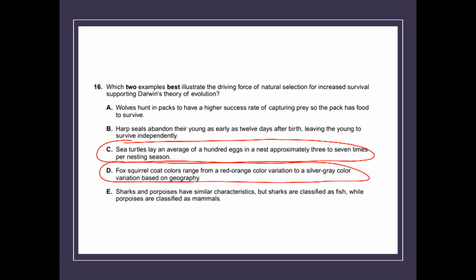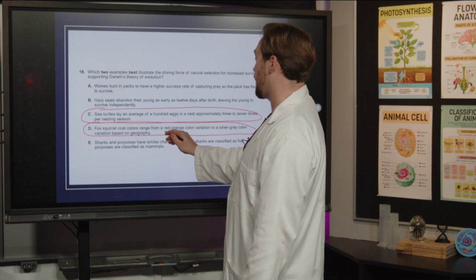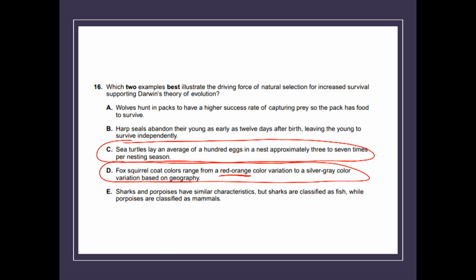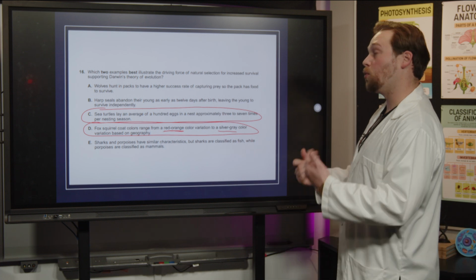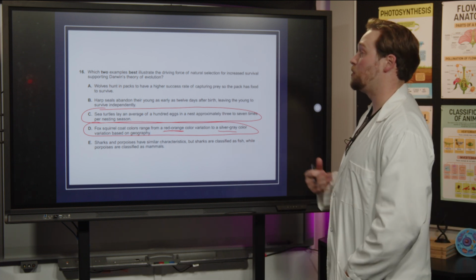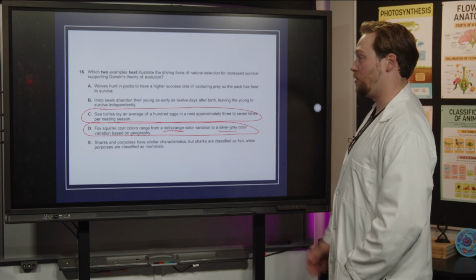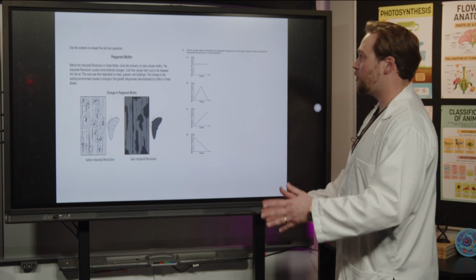And then D says fox squirrel coats color ranges from a red-orange color variation to silver-gray color variation based on geography. So you can imagine if these organisms are in the desert, they want more of a red-orange color, but if they're in a snowy place where there's a lot of ice and snow, you would want that silver-gray, and that's going to help you hunt, but also going to keep you protected from things that are hunting you, right? Great, let's go on to the next one.